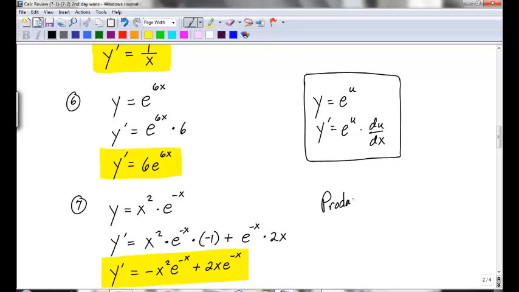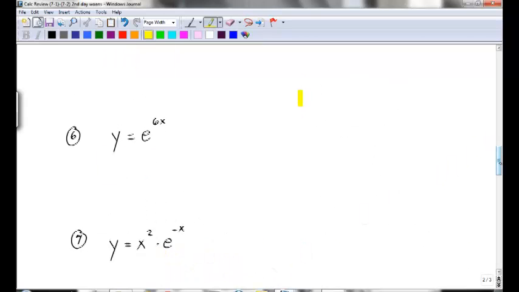Okay, so you've got to remember the product rule. Do you kind of understand why way back when I drilled that into your brains? Yeah, there was a reason for that. Okay, let's try another one.